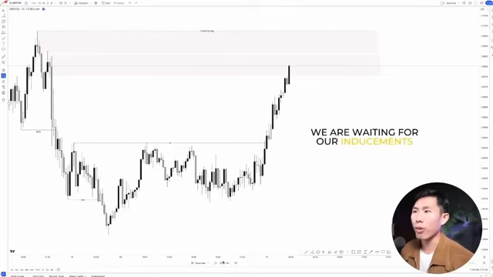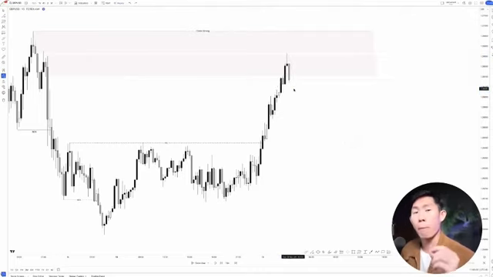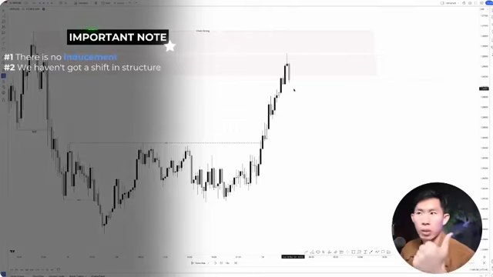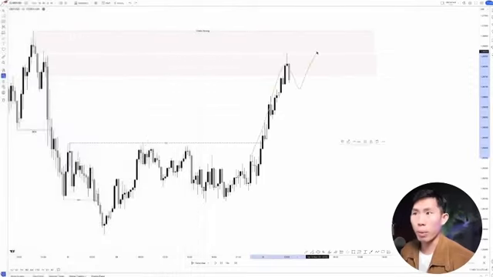So at this point of time, we are waiting for our inducements. Okay, you can see price is reacting at this supply zone, but we are patient. We are not doing anything whatsoever. Because first of all, there is no inducement. Second of all, we haven't got a shift in structure that tells us that the structure has shifted bearish and right now we're going to continue to go down. Because right now price can continue to go up even further.